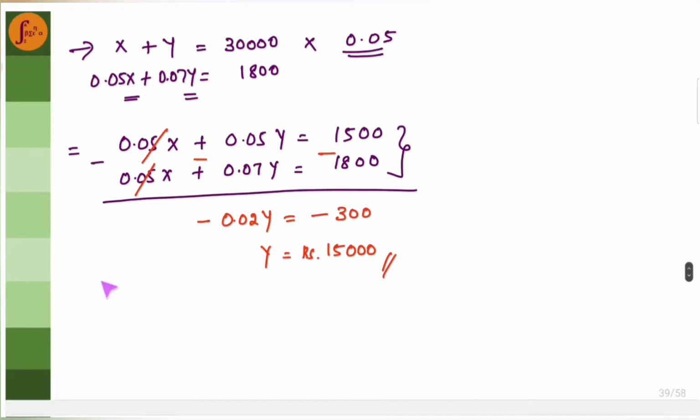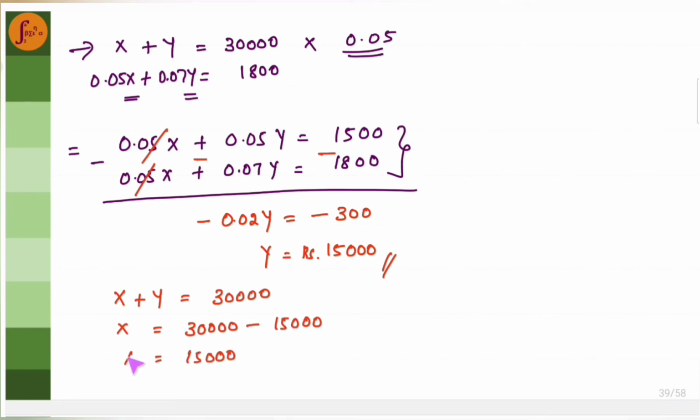Now we know Y, we'll find X. X plus Y is equal to 30,000. Y is 15,000. So X is equal to 30,000 minus 15,000, which is 15,000. So X is 15,000. The split between the bonds X and Y is rupees 15,000 each, that is between bond A and bond B. So this is the answer: 15,000, 15,000, if you have to get interest income of 1,800.